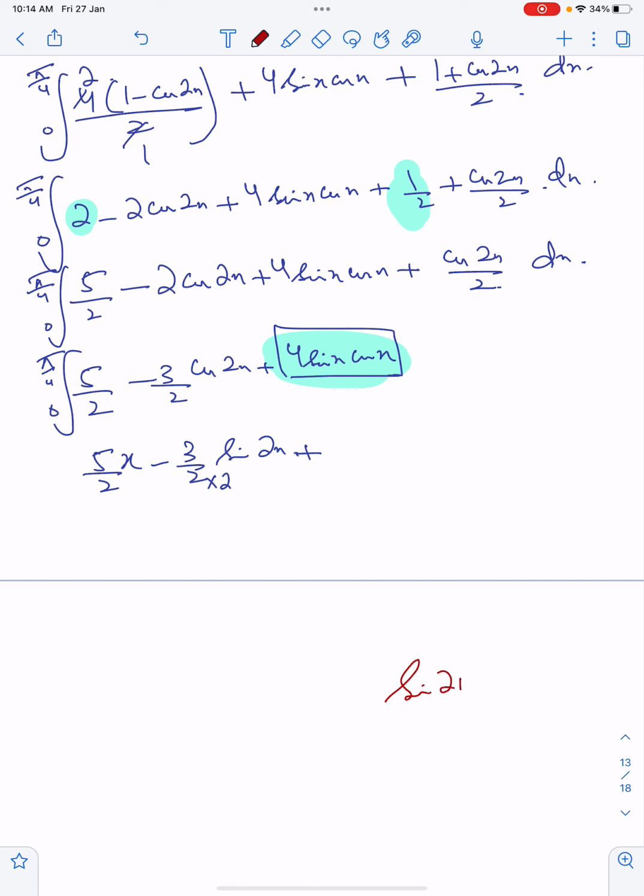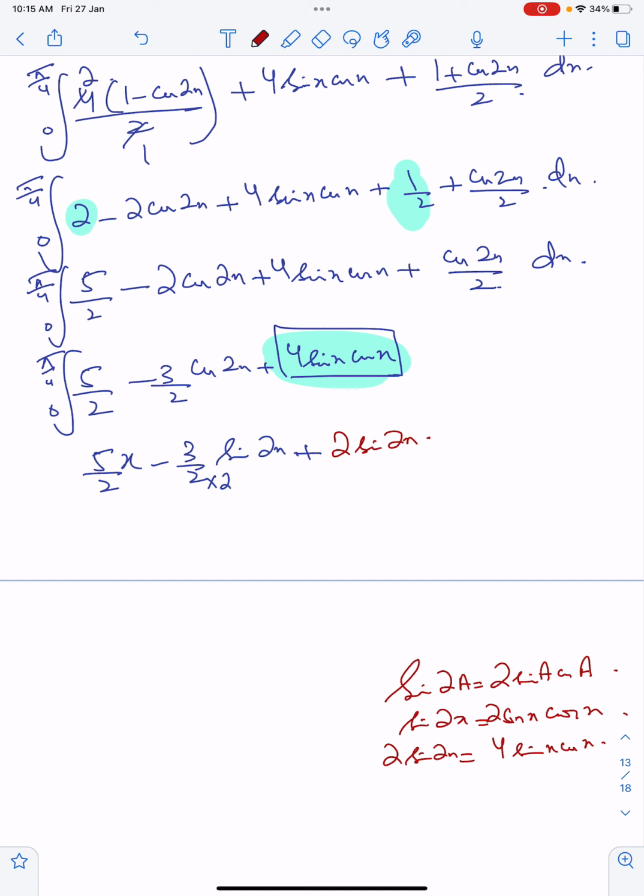Sine of 2a is equal to 2 sine a cos a. Now, in terms of x, we can write sine of 2x equals 2 sine x cos x. Now, instead of 2 sine x cos x, if I want 4 sine x cos x, that means I'm multiplying this side by 2, so I have to multiply this side also by 2. I'll get 2 sine 2x. So I can write 2 sine 2x in place of 4 sine x cos x.